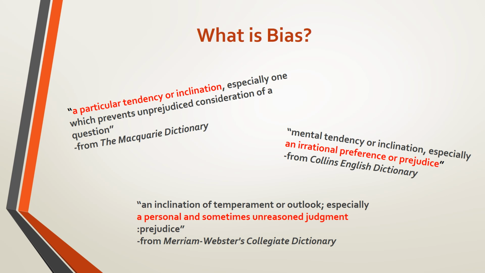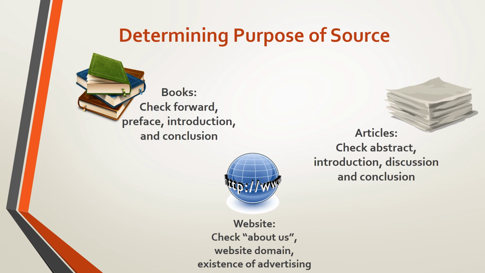In academic writing, it's best to use objective information, not someone's opinion or bias. So it is good to learn how to identify bias. The first step to checking for bias is to determine the purpose of a source.